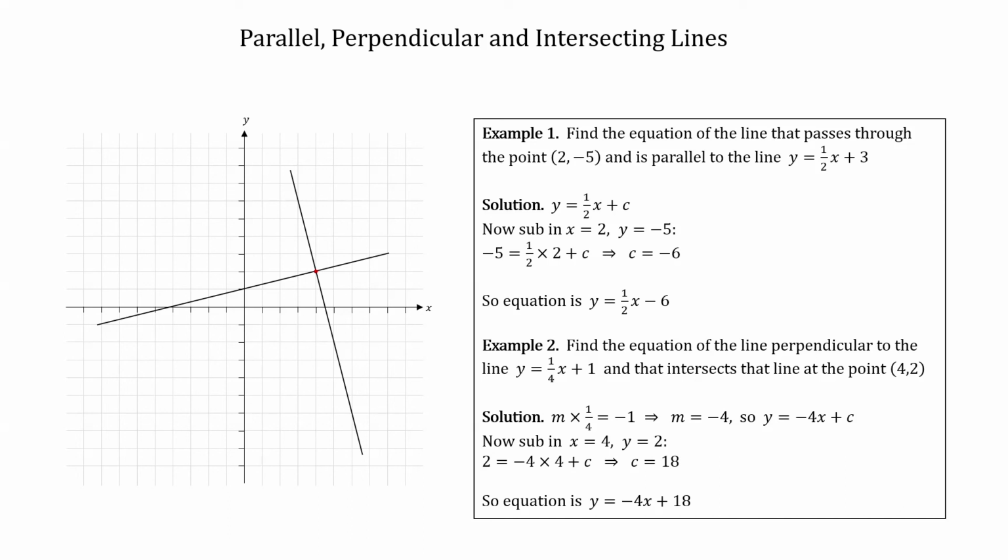You can have a look. If you go along 1 on the x-axis, you then go down 4 on the y-axis to get back to the line if you start at the red dot. So indeed it does look like it is cutting the line 1/4 x plus 1 at a right angle, which is what we wanted.